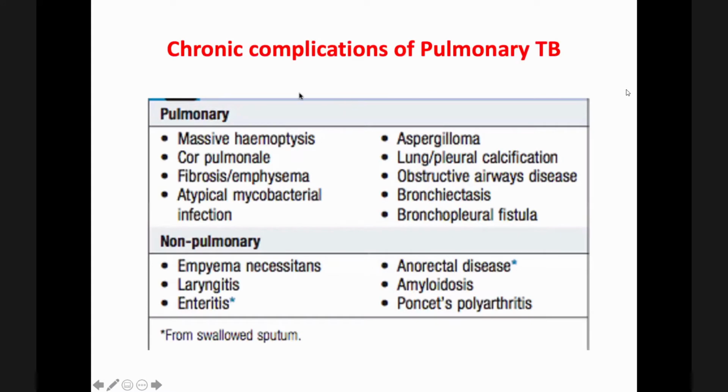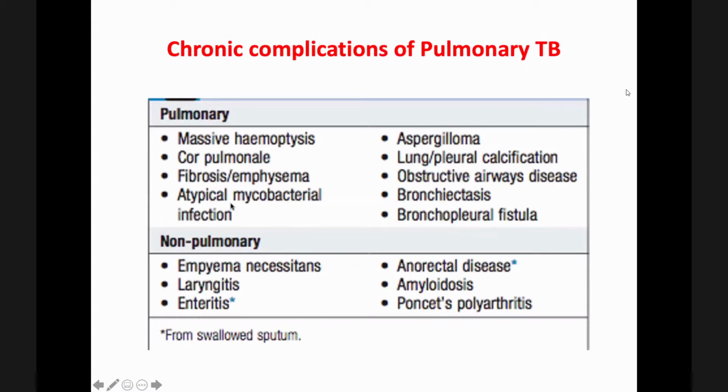So what are the chronic complications of pulmonary tuberculosis? The patient can present with massive hemoptysis because of rupture of the bronchial vessels. There can be fibrosis of the lungs leading to enlargement of the right atrium and right ventricle, leading to cor pulmonale. And then there can be fibrosis, and persistent emphysema can also be there.